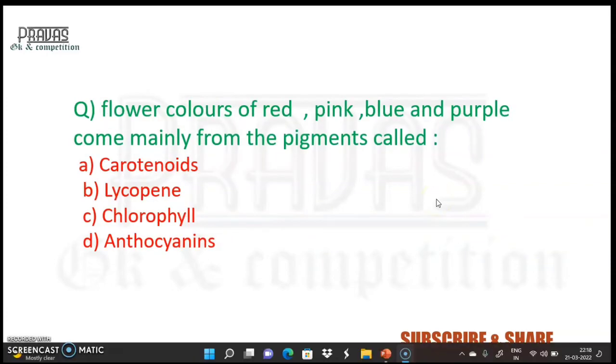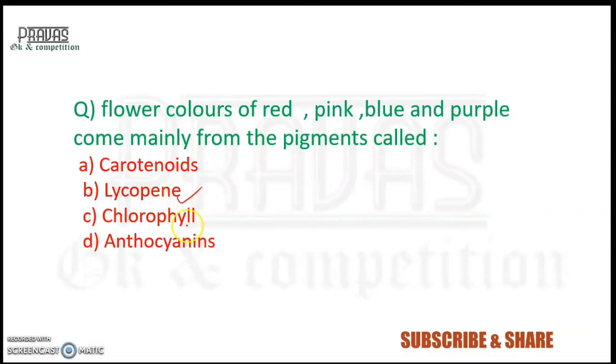The next question is, flower colors of red, pink, blue and purple comes mainly from which pigment? And the options are carotenoid, lycopene, chlorophyll, anthocyanins. And the right answer is anthocyanins. Remember, anthocyanin is responsible for coloring of the flower in plant.